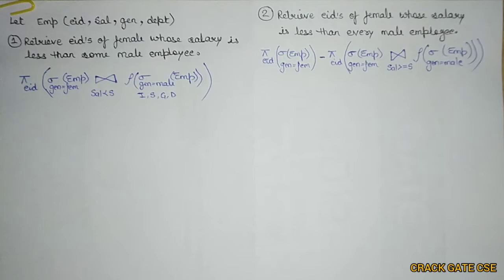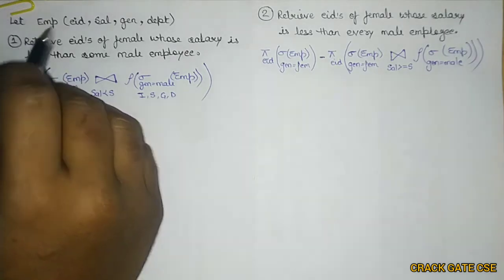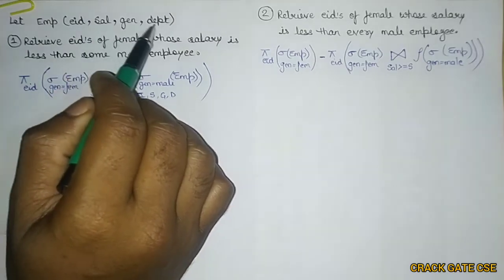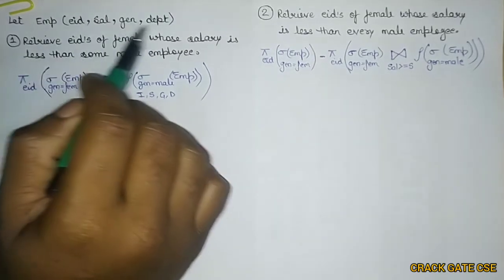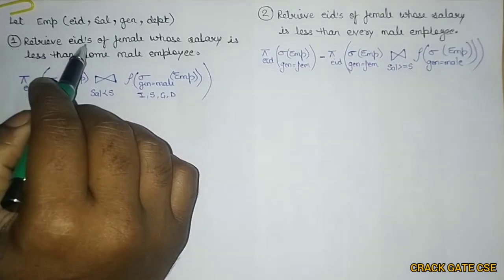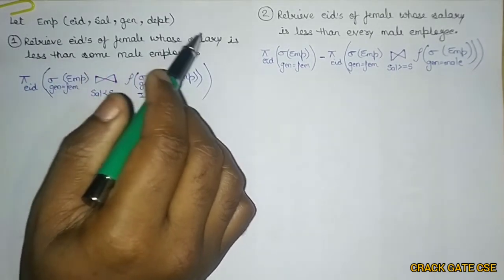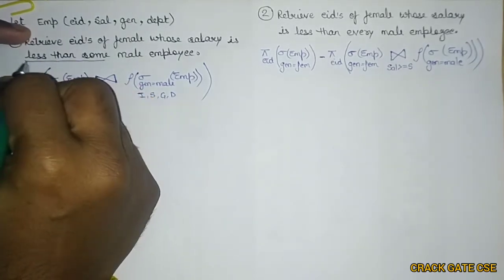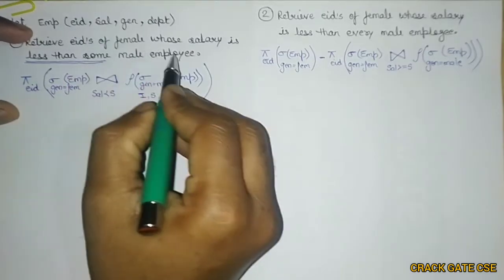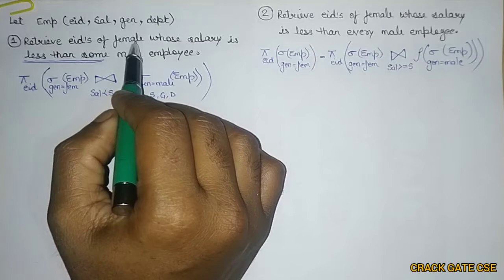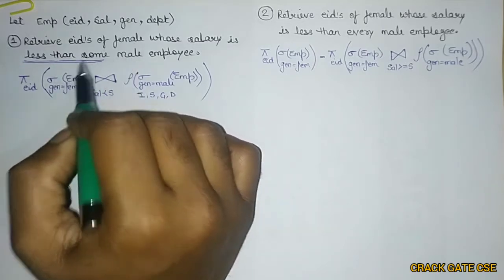Now let's start with this practice problem. The table is given as employee ID, salary, gender and department number. So these are the four attributes. What does the first question say? Retrieve employee ID of female whose salary is less than some male employees. So we have to focus on this less than some. What are the conditions? There are three conditions. That means gender has to be female, gender has to be male and less than some.